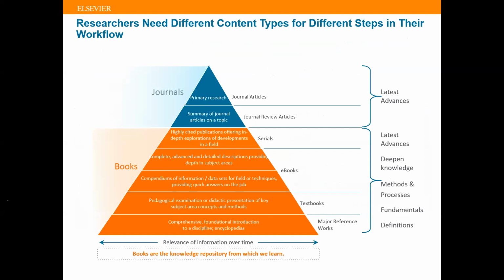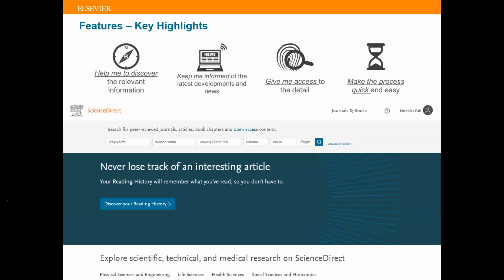The content that you can find on ScienceDirect ranges from journals, such as journal articles and review articles, to books, such as serials, ebooks, textbooks, and major reference works. And this is how the platform looks. We want to make sure that you're able to discover relevant information. We want to make sure that you're kept up to date on the latest developments and news. We want to make sure that you have access to the details that you're looking for. And we want to make sure the entire process is quick and easy.